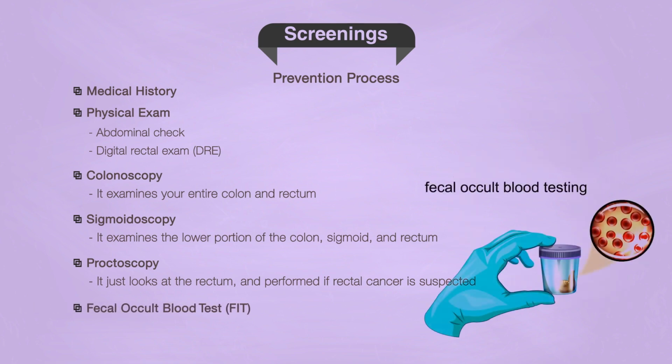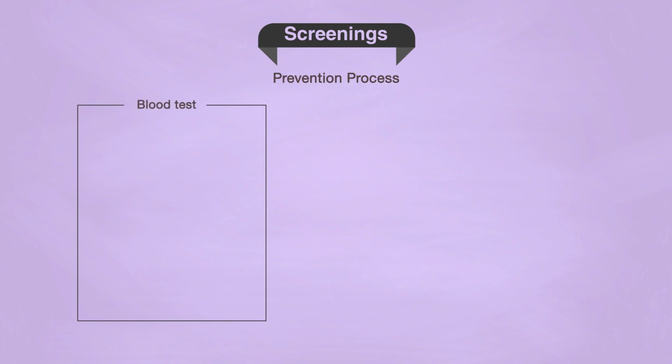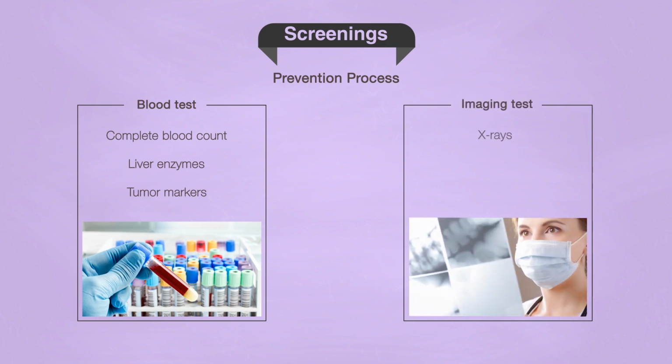A fecal occult blood test, or FIT, may be appropriate, as it tests for blood in the stool that is not visible to the naked eye. FIT only detects human blood from the lower intestines. The doctor may then order blood tests such as a complete blood count, CBC, which can show signs of anemia, liver enzymes as it can spread to other organs, and tumor markers. X-rays, CT scans, and MRIs have also been utilized in some cases.